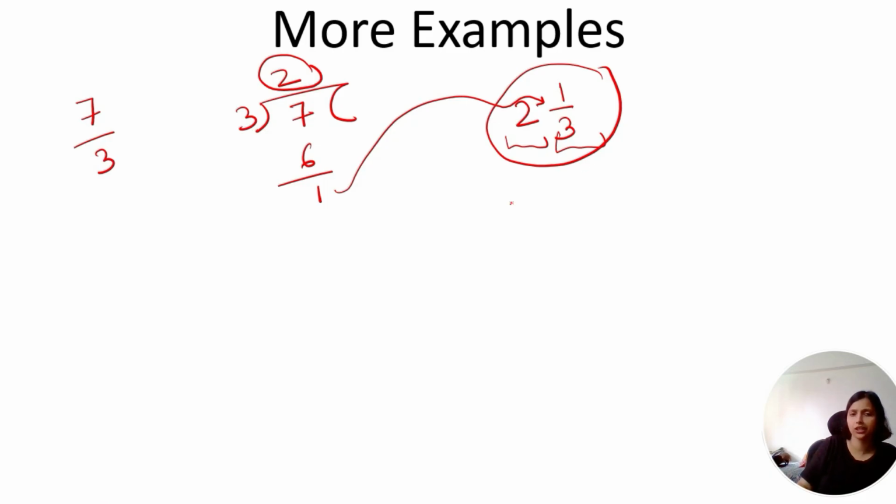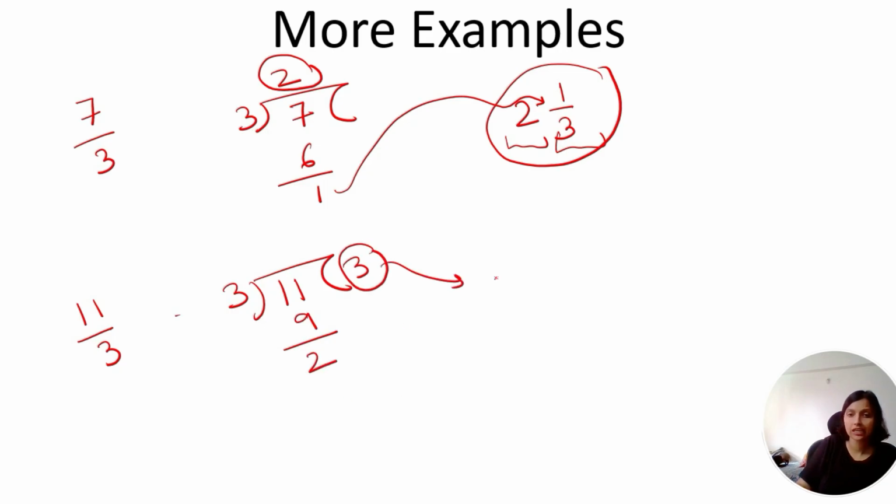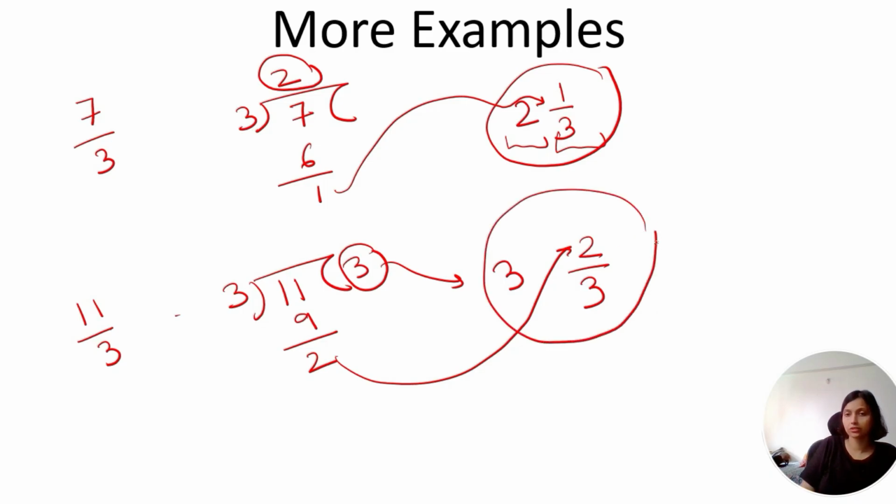Let's see another example. So we will divide 11 by 3. 3 threes are 9. Remainder is 2. So I have 3 full things and then 2 parts out of 3 parts of the fourth thing. So the mixed fraction is 3 2 by 3.